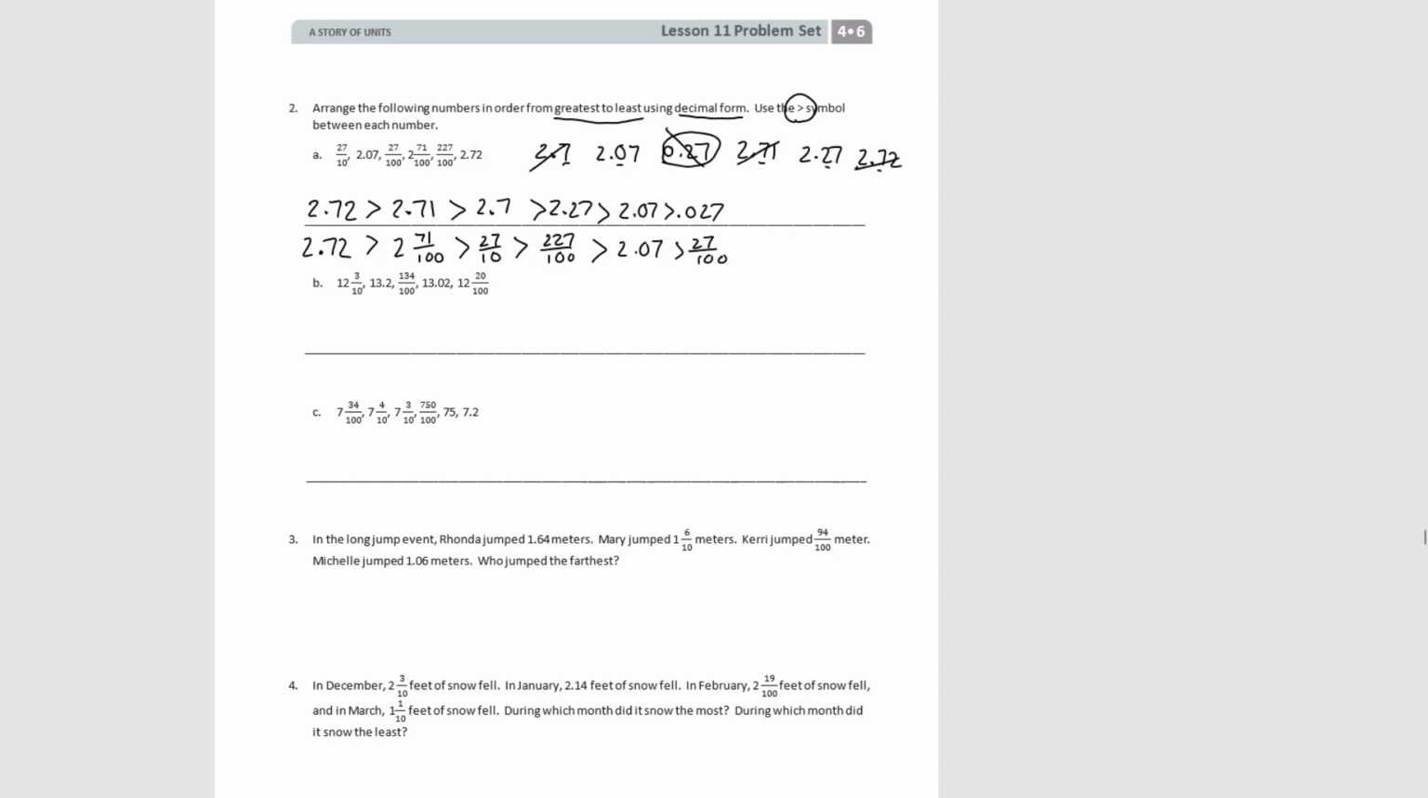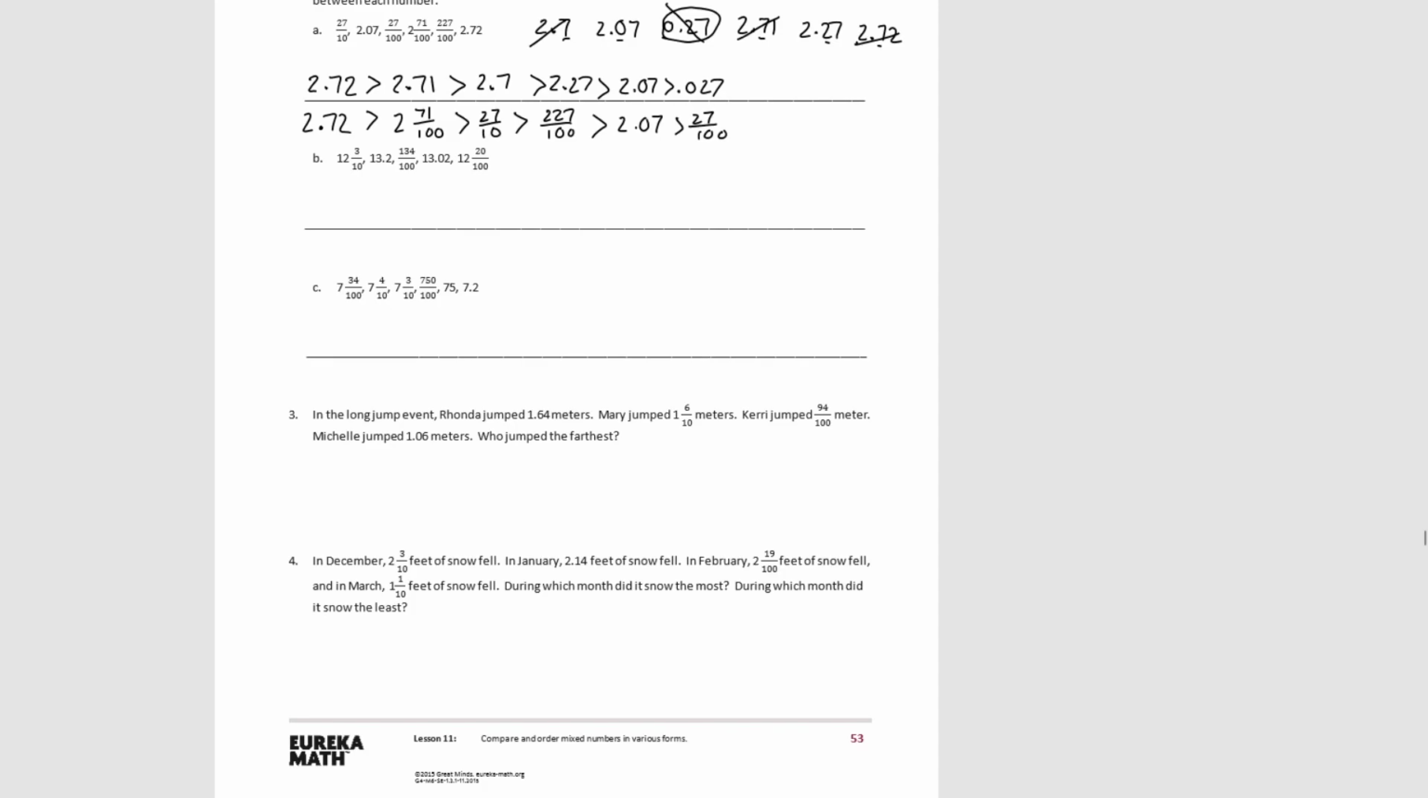Okay, for B, just change them into decimal form and put them in order. You don't need to list them in their original form. So go ahead and try B. So we have 12 and 3 tenths, 13 and 2 tenths, 1 and 34 hundredths, 13 and 2 hundredths, and 12 and 20 hundredths.